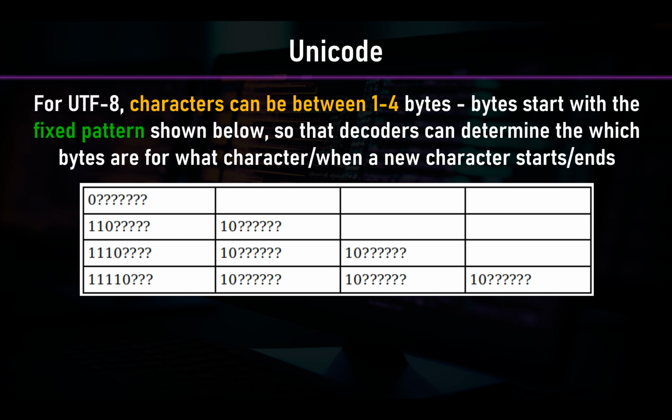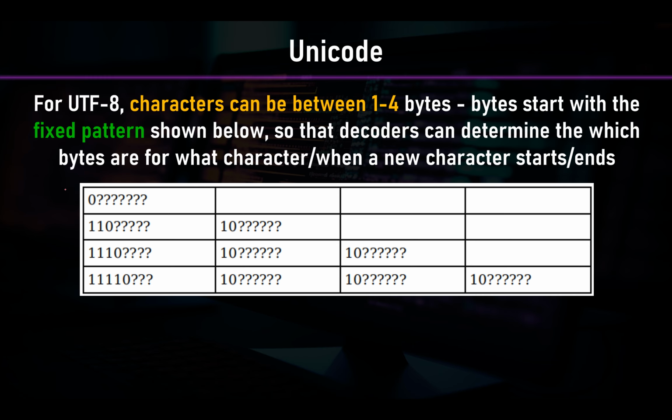Right, so for UTF-8, we mentioned our characters can be between 1 and 4 bytes. The bytes will start with a fixed pattern shown below, and this is so that decoders, the program that converts the binary into the actual character to display, can determine which bytes are used for what character, when a new character starts, or when that character ends.